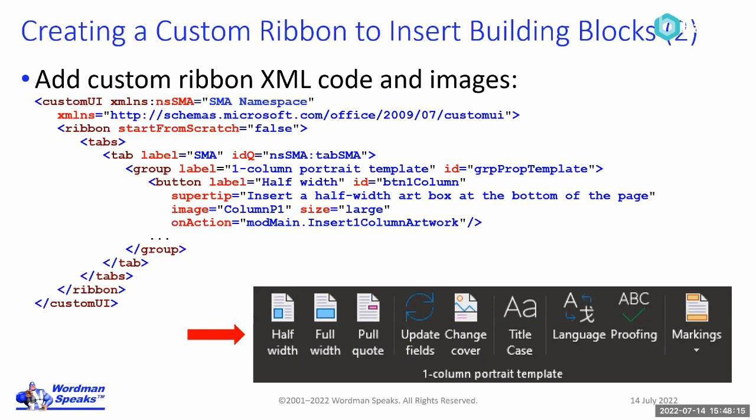You create a custom ribbon, and you'll see here that this is the one associated with the SMA templates. And on the left-hand side there, half width, full width, pull quote. Those are building blocks that are easy to put into the document. So rather than going fishing around in Insert, Quick Parts and finding the one you want, in this case, we just put them on the ribbon, and somebody goes to the SMA ribbon tab and clicks on that, and in they come. And there are tools available to help you build the custom XML ribbon code, but it's pretty straightforward once you know how to do it.